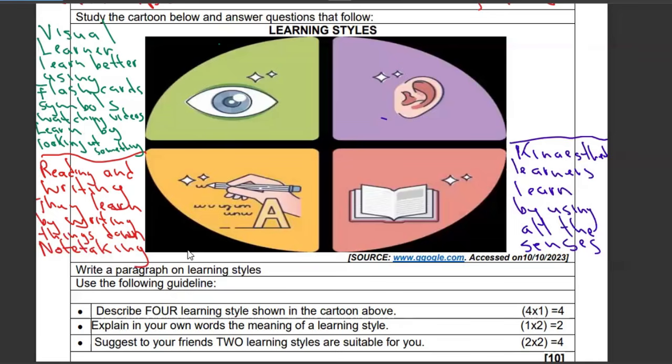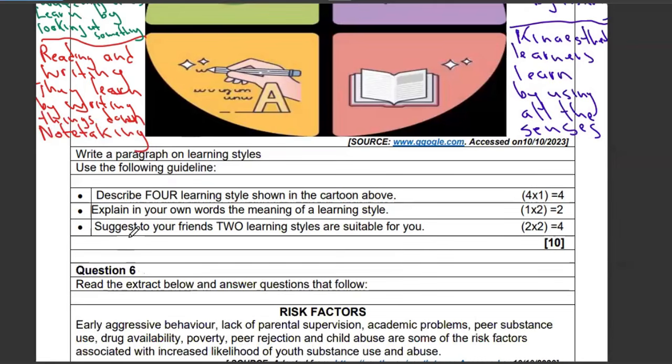Then we also have the oral learner, or the oral learning style. They learn more by listening to people speaking. That is how they learn. So those are the different learning styles.